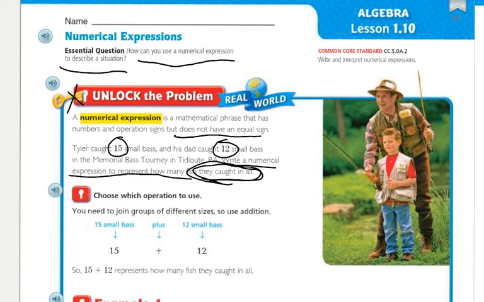So choose which operation to use. You need to join the groups of different sizes, so we're going to use addition. So we have 15 small bass plus 12 small bass. So 15 plus 12 represents how many fish they caught in all.